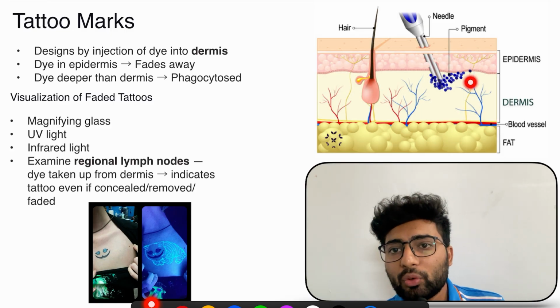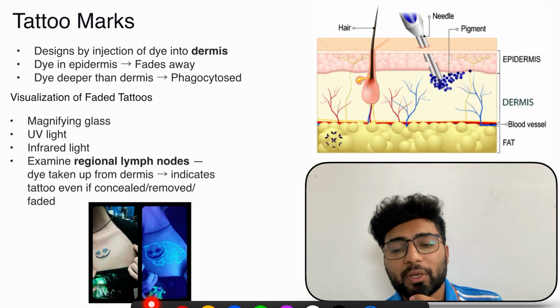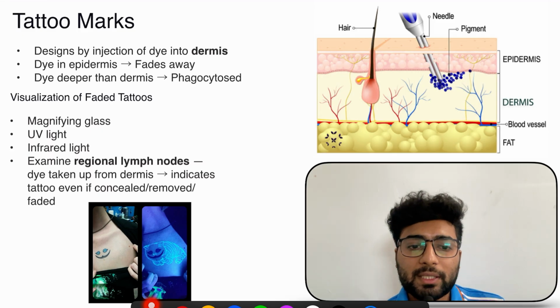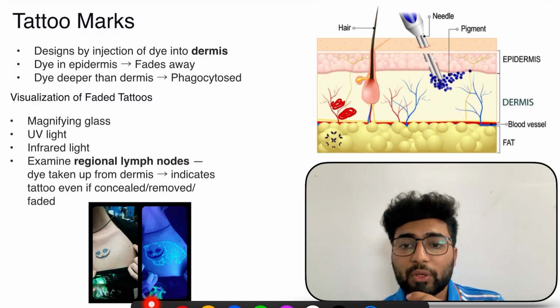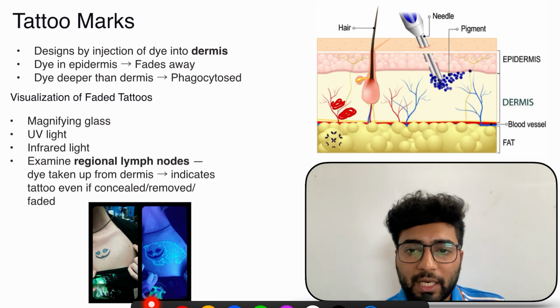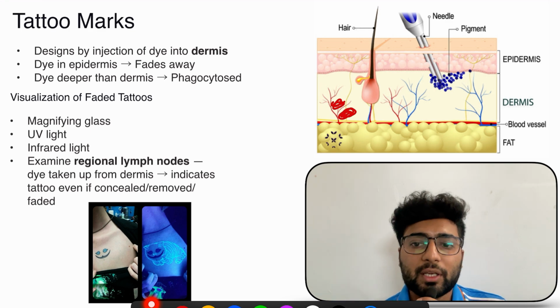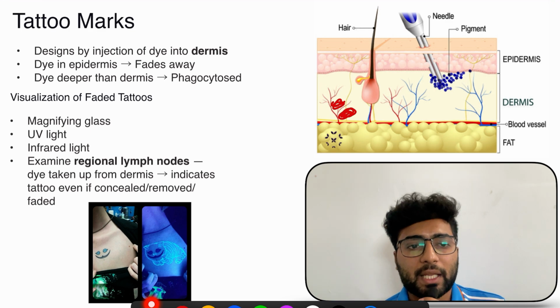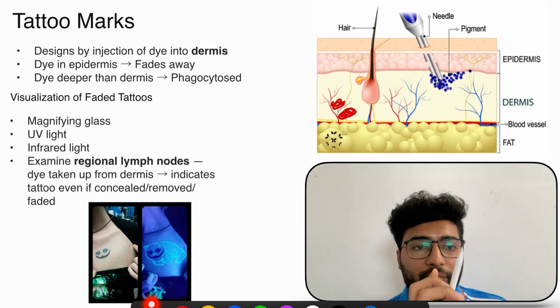So let's say the tattoo mark is entirely gone, the person has removed it, but the dye is still, let's say this is a lymph node, that dye went to the lymph node, it is stored in the lymph node. So you can examine the lymph node. If the dye is present there, it means that the person was having a tattoo mark, and you can identify the person like this. So examine the regional lymph nodes.